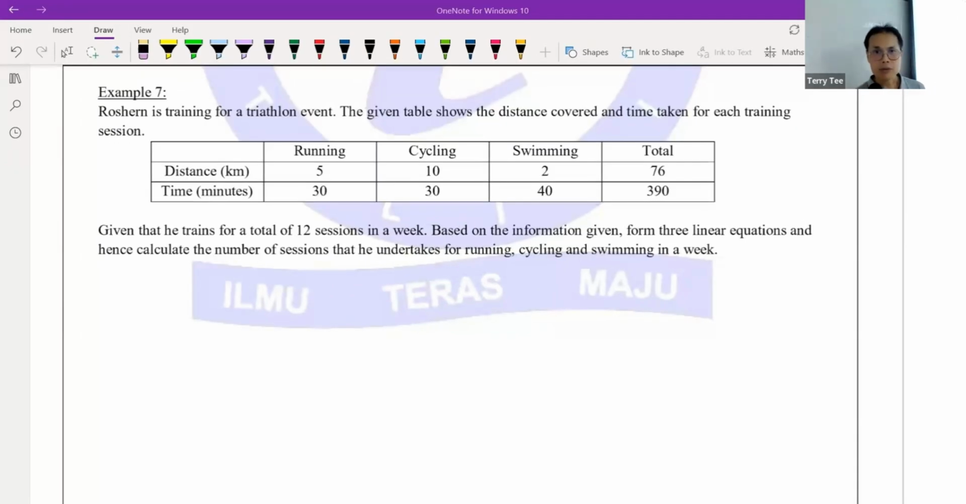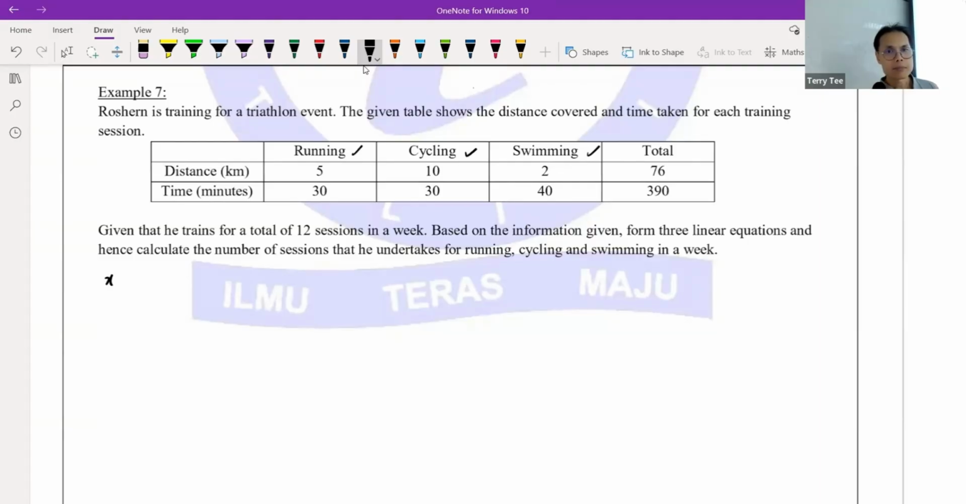For example number 7, you're going to form 3 equations actually and solve them simultaneously. Right, so here Roshan is training for a triathlon. So that means he has to do 3 different types of exercise. Number 1 is running. Number 2, cycling. Number 3, swimming, right? So the table shows the distance covered and the time taken for each training session. So he trains for a total of 12 sessions a week.